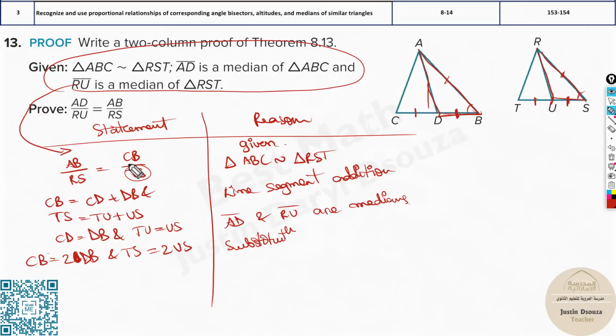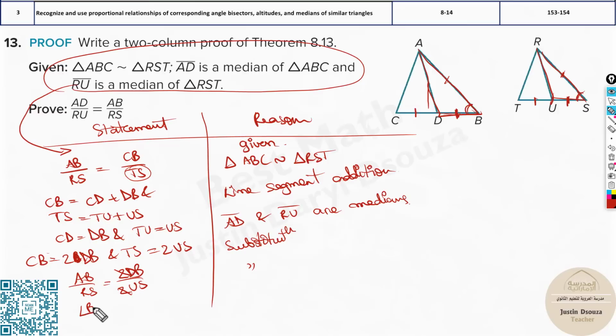And now these both, I will just substitute back in the first statement which we had taken. See, AB by RS is already there. We have to just prove the right side. Now here, CB and TS, right? Oh, sorry, we don't need to prove the right side. We are just proving these two sides are similar. We need to just get these both, okay? So over here you have 2 DB divided by 2 US, and the 2 and 2 cancel, so you're remaining with AB by RS and DB by US. Again, this is substitution.